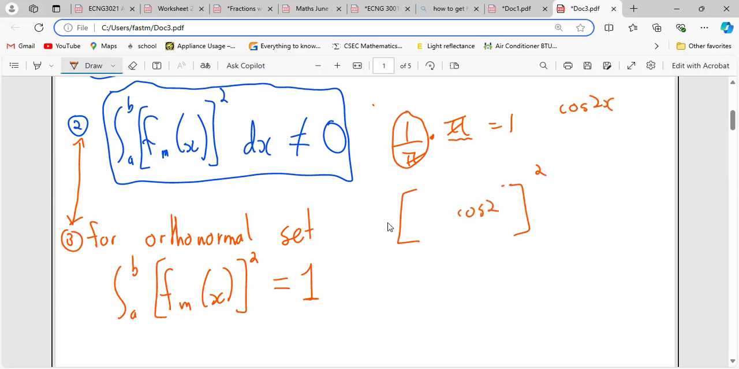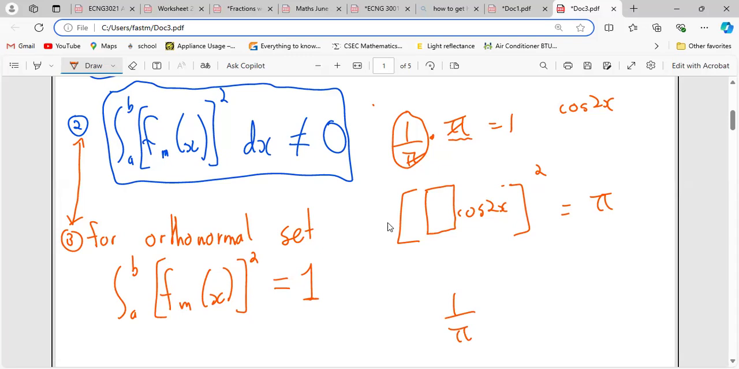And let me do the integration, and you end up with pi. Right? So now what you want to do is add something right here so that when you square it, you will end up with 1 on pi. That is what you want. Remember, you want it to be outside the integral sign.